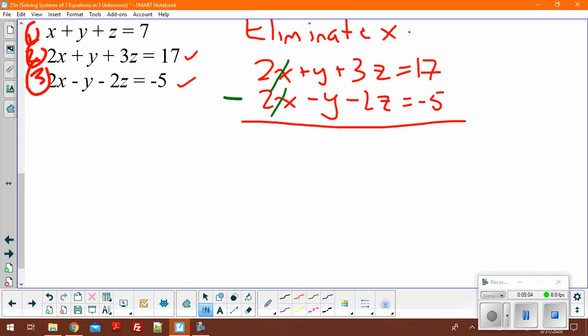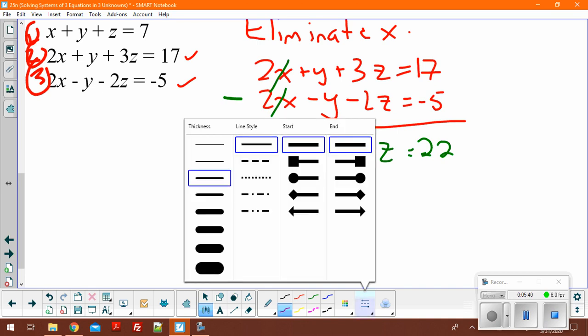So my x's cancel. y take away negative y is 2y. 3 take away negative 2 is positive 5. And 17 take away negative 5 is 22. So I've got one equation with just y and z. Now I'm going to pick a different pair of equations and try to eliminate x. Let's say I wanted to use equations 1 and 3. I would have to double my first equation and then subtract my third equation.